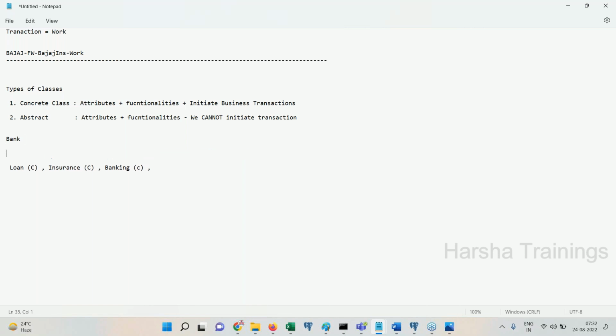Abstract departments or abstract levels will be higher levels. Lower levels will usually be concrete levels. Bottom levels will usually be concrete. So concrete classes are the ones where your business transactions will get initiated. Abstract classes can act as common classes. Verification department, can it be common for loan, insurance and banking? So the loan department can utilize the verification process. The insurance department can utilize the verification process. Banking can utilize the verification process. So like this, these are usually set up at a higher level.